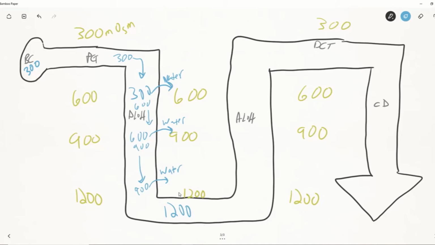Once we are at 300, all the way down, the problem that we run into is now there is no more pulling force. There's no more way for us to reabsorb all this water, and we would quickly dehydrate. Because all of the water would just remain in the filtrate as we pass through the rest of the nephron. Let me erase that real quick.